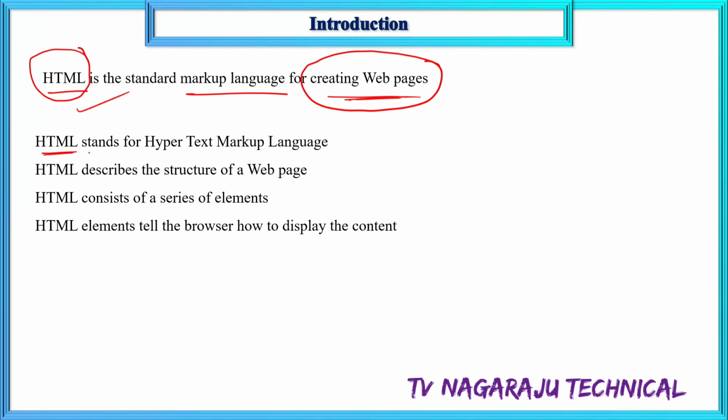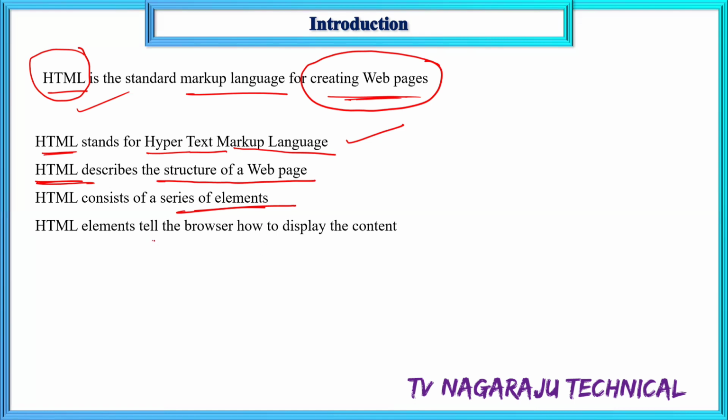What is the full form of HTML? Hypertext Markup Language. This is the full form. HTML describes the structure of a web page. That means how a web page looks. How? It consists of a set of elements. According to the set of elements, we create a web page according to user requirements.